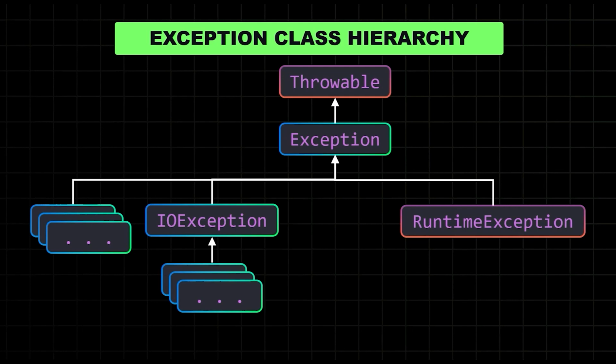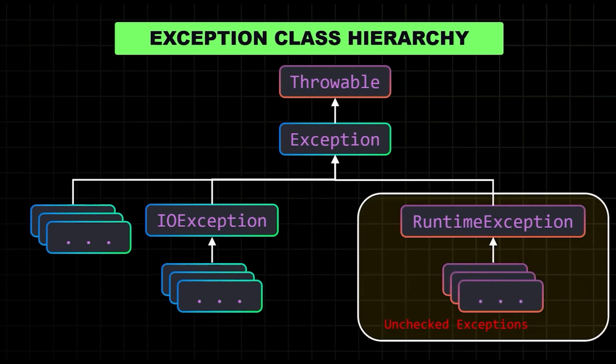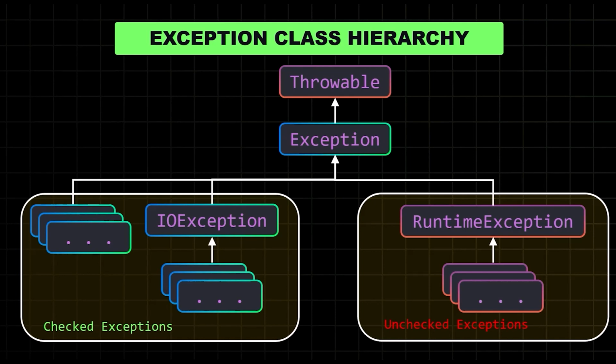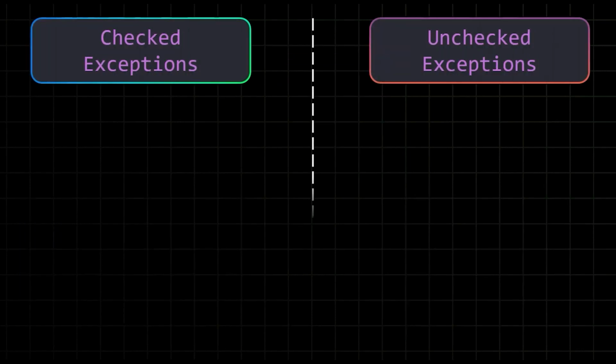So now the question is, how can we identify which are checked exceptions and which are unchecked exceptions? Well, it's quite easy. All the exceptions which are subclass of the runtime exception are unchecked exceptions, and all the remaining exceptions which are not subclass of the runtime exceptions are checked exceptions. Okay, now let's summarize the difference between the checked exceptions and unchecked exceptions.